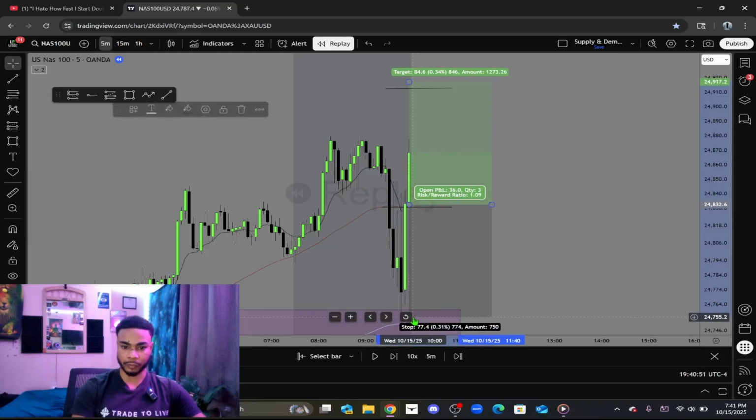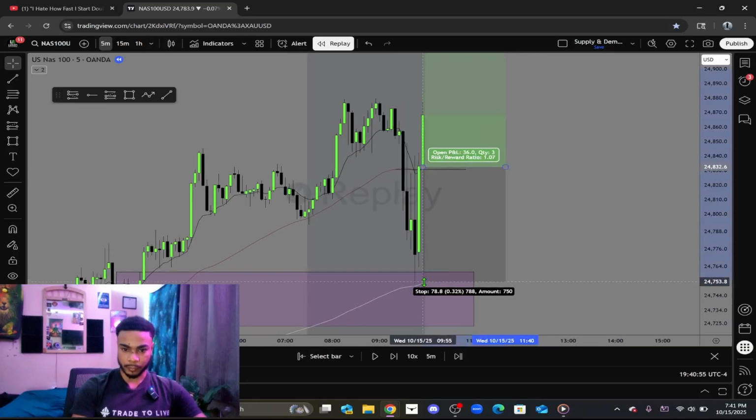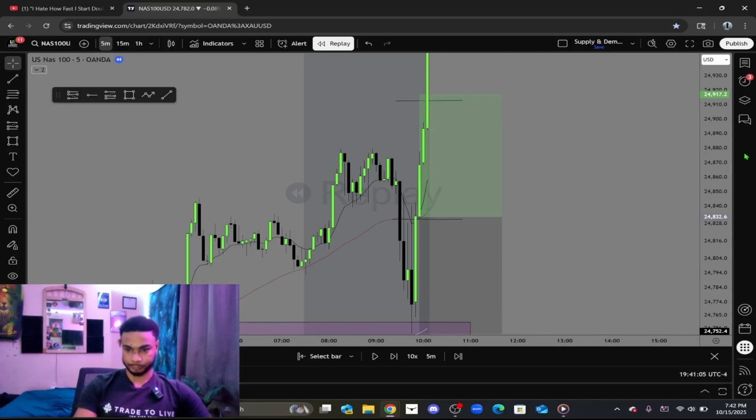My stop loss was at the end of the wick. Right, they're right here. Boom. And then price just kept pushing up aggressively. Boom, boom. And eventually hit take profit 1.